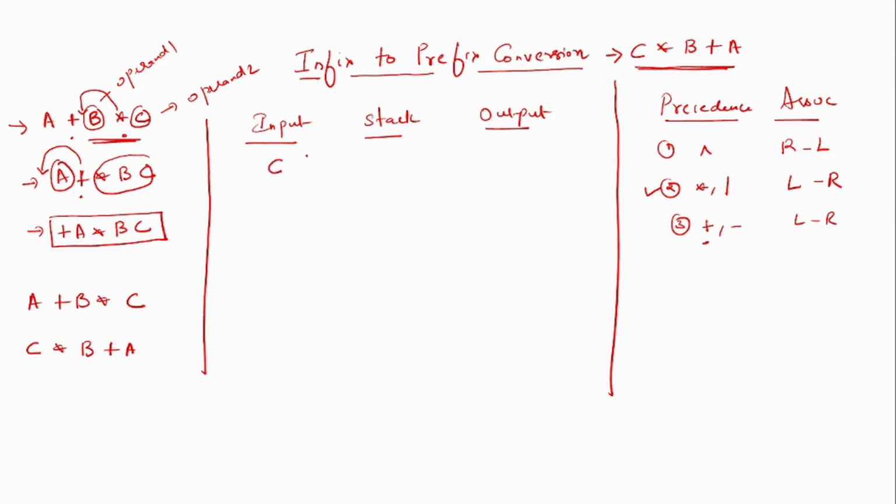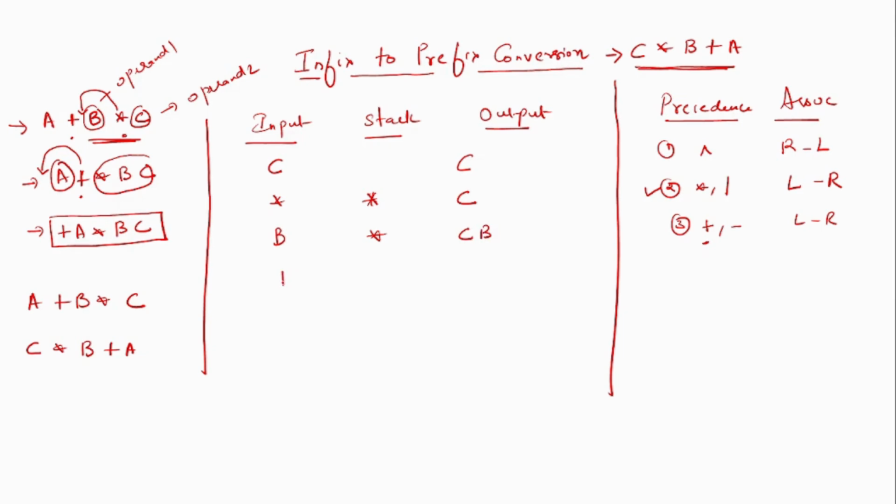As we have seen in postfix, C is an operand, therefore we directly write it in the output. If you have missed the infix to postfix videos, please look at those and you will understand it much better, right? So only if you encounter an operator, you push it into the stack, otherwise you write it as it is in the output. Then comes star, an operator, so I will push it into the stack. I will write C as it is. Then comes B, an operand, so I will write C B.